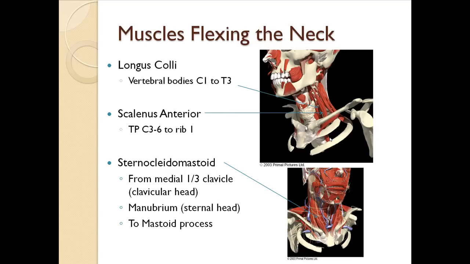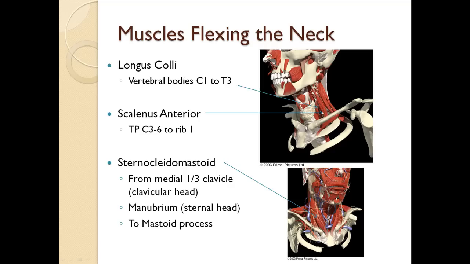The muscles which produce flexion of the neck, here on the anterior aspect, we've got muscles such as longus colli that passes from the anterior aspects of the vertebral bodies of C1 all the way down to T3. These are long fibers that pass all the way down. So there's longus colli coming down here on the medial column.